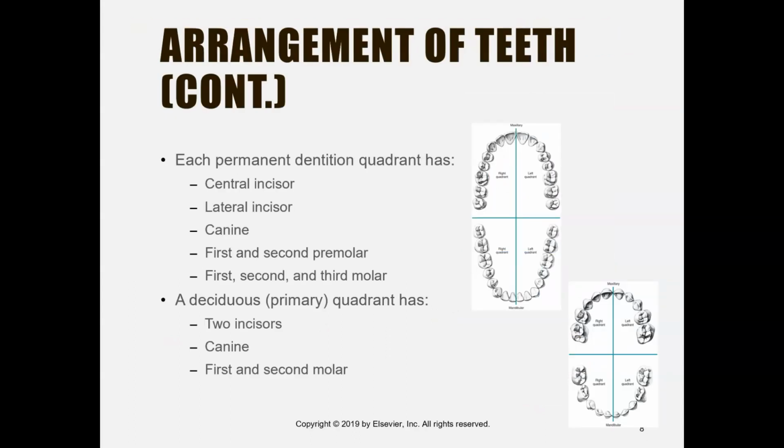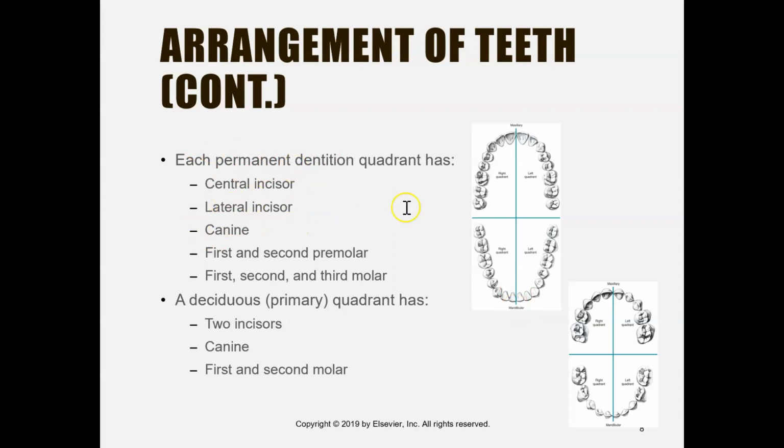Okay, so now let's look at the types of teeth we have in our mouth. For example, we have the central incisors. Central means middle, so the middle teeth are the central incisors. Okay, we're looking at a permanent dentition. We're looking at adult teeth.